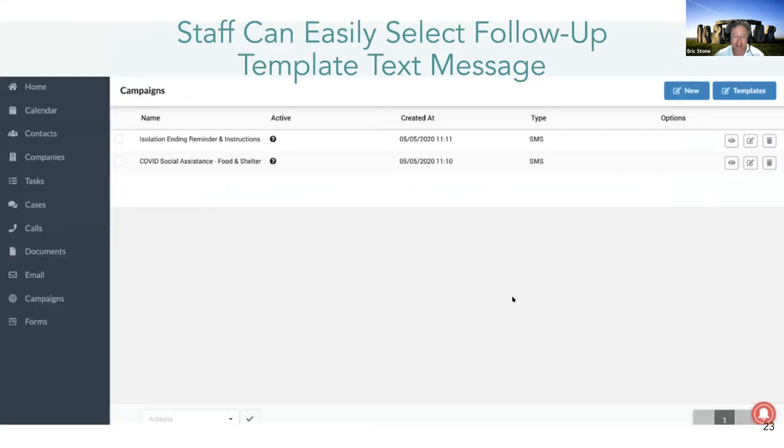So we also have SMS built into the system. It could be something as easy as reminders and instructions. You see here there's an example of an isolation ending and reminder instructions for people once they've reached the end of their quarantine. Also an initial SMS that might go out that might tell people about social assistance, food and shelter options that are available to them for their support.